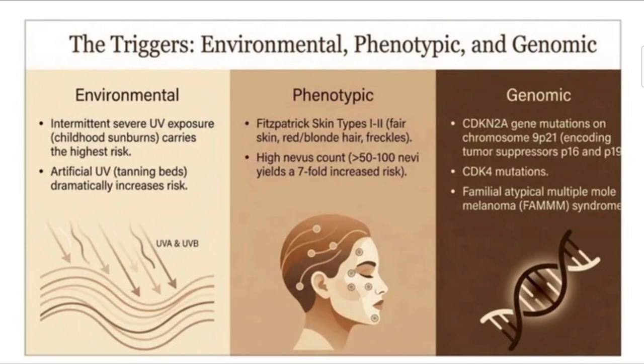CDKN2A gene mutation. This gene normally stops damaged cells from growing. When mutated, damaged melanocytes can multiply uncontrollably. CDK4 mutation causes cells to divide more than they should. And then there is familial atypical multiple mole melanoma, FAMMM syndrome, an inherited condition where people have many unusual moles and a very high risk of melanoma. So a simple way to remember is faulty genes lead to loss of growth control, leading to melanoma.